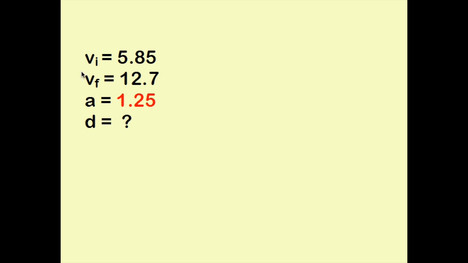So I'm looking for the equation that has these 4 things in it. It can't be the acceleration equation because I don't have a T. Just because I'm looking for D doesn't mean I'm using the D equation. I'm not, because I don't have a T in my list. The equation that has these 4 variables is the V final squared equation. I write my equation. I line it up and plug in the numbers.